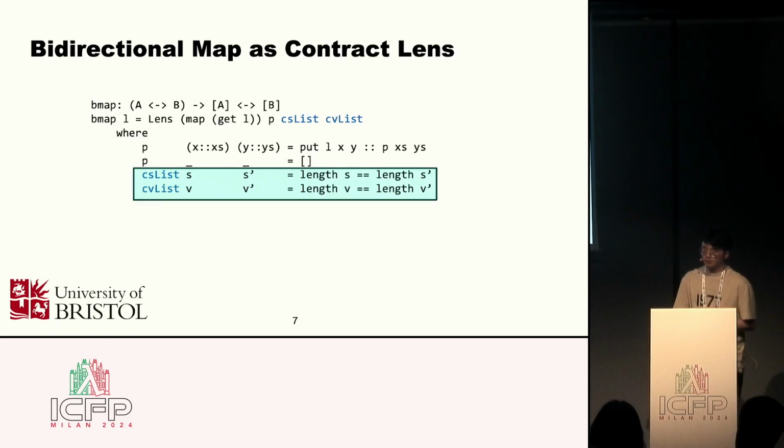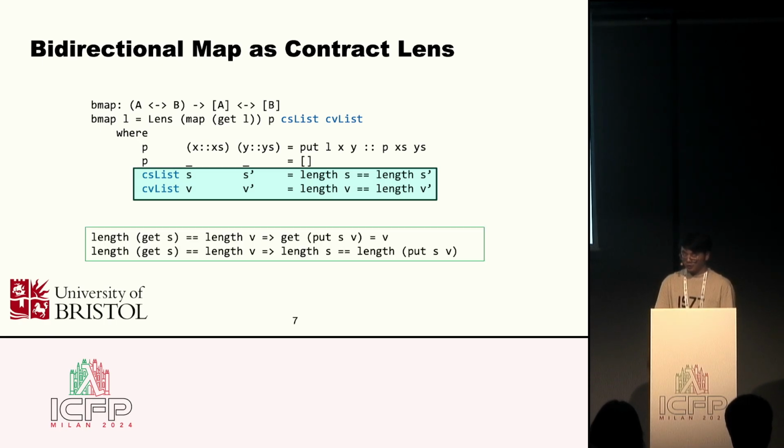With contract lens, we can now talk about the conditional correctness of the bidirectional map we constructed before. Here we simply add the predicates equal length as the source and view contracts. One can verify that this lens now satisfies the conditional put-get law, that if the length of the view list doesn't change, then we have the usual put-get law. Also, if the view changes are subject to equal length constraint, then this lens guarantees that the source changes are also subject to equal length constraint.